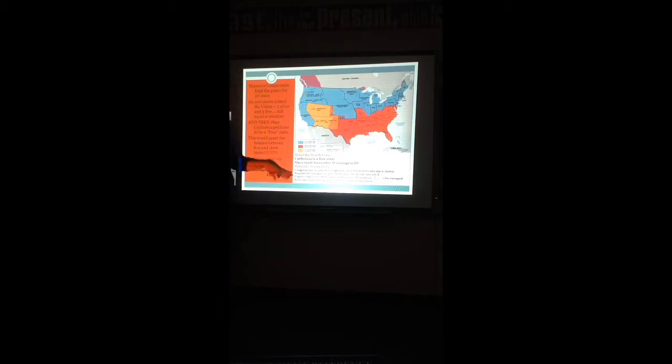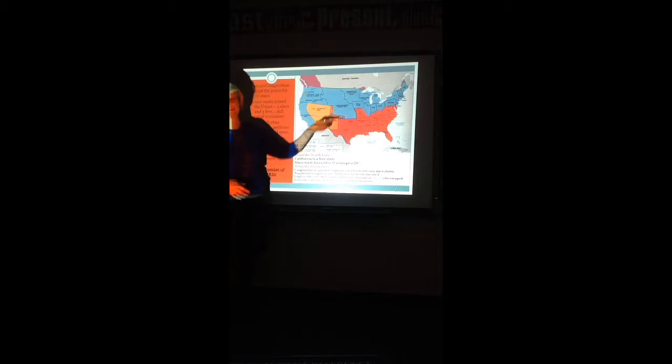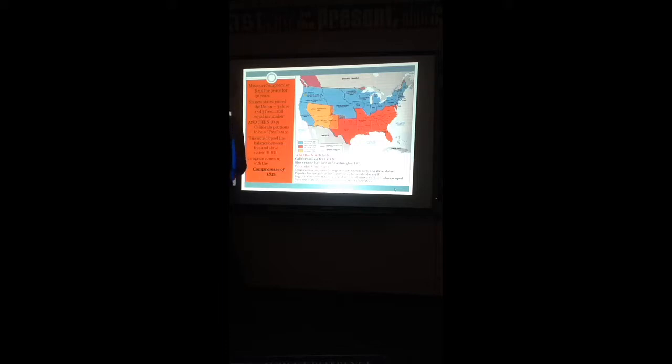So the South gets the popular sovereignty, the idea that in these different territories, as they get populated and apply for statehood, they would be able to determine whether they want slavery. The South also got something that was very difficult for the North to handle, especially the abolitionists in the North, and that was the Fugitive Slave Act.